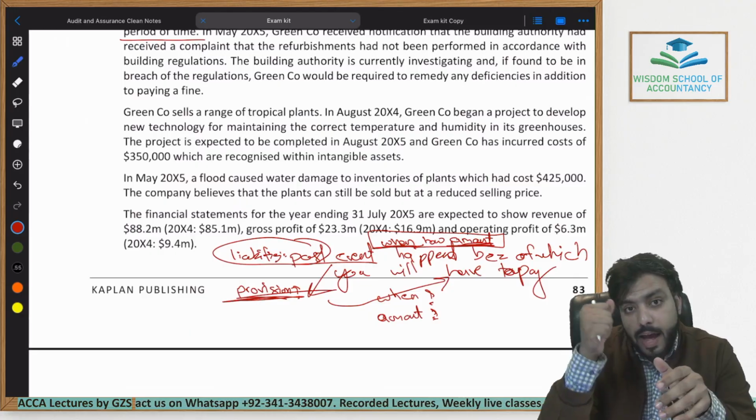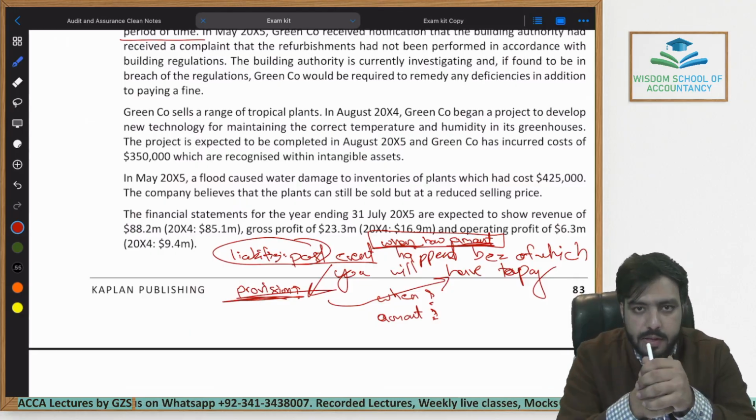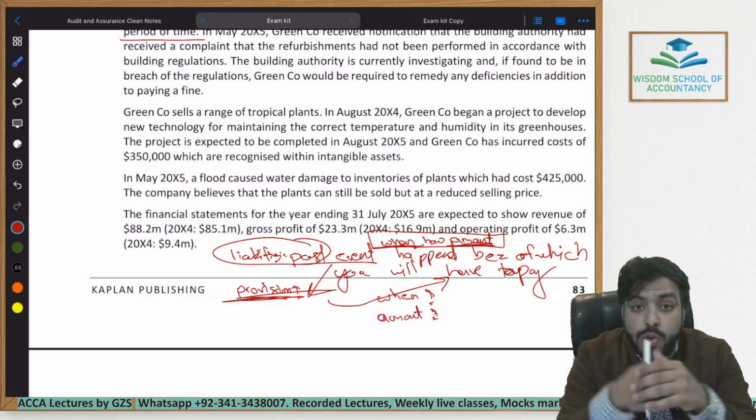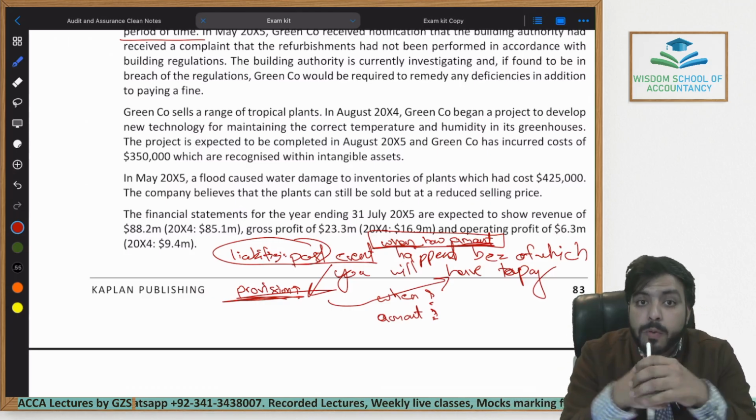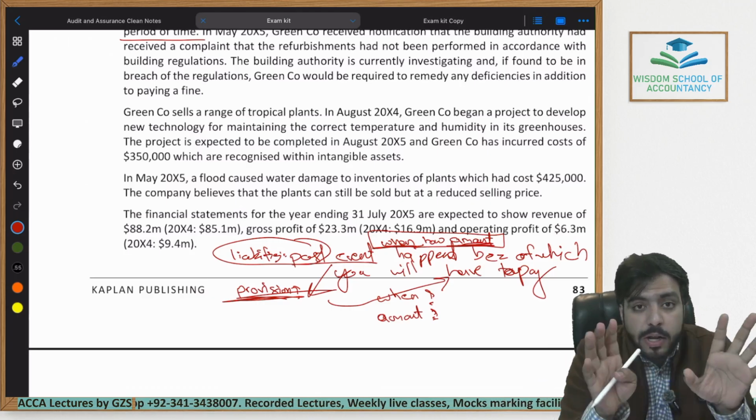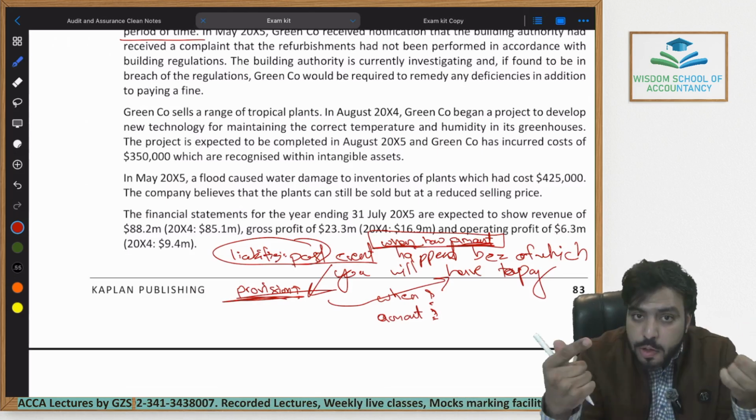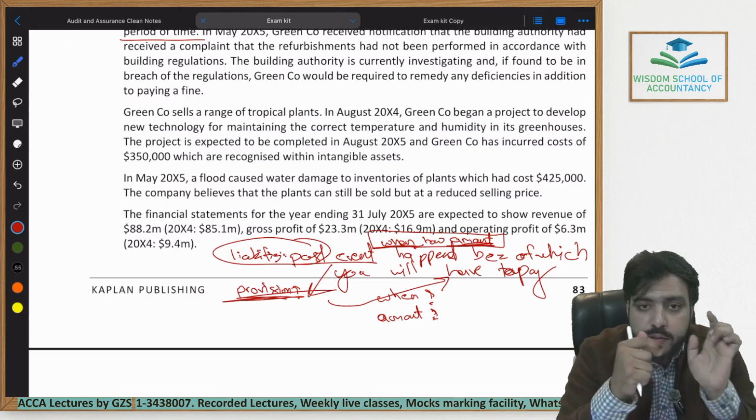A past event has occurred. You have used the electricity, and you know that you will have to pay it as well. But when will you have to pay? You will only know once you receive the bill. How much will you have to pay? You will only know once you receive the bill.